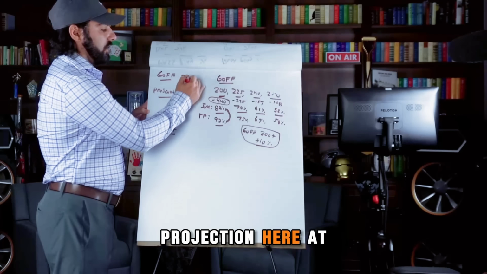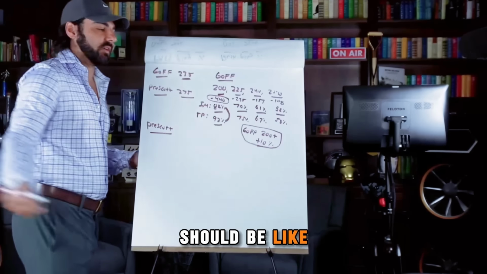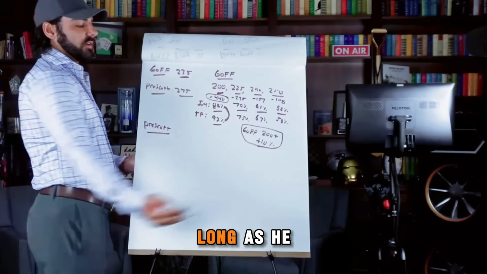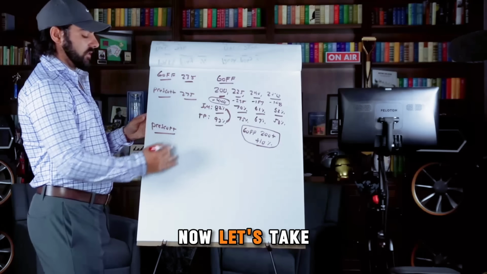Again, we had our projection here at 235. We got him at 200 plus. This should be a no-brainer. Should be like they left money sitting on the floor. As long as he doesn't get hurt, should be money in the bank. That's how it should work. Now, let's take a look at Prescott.